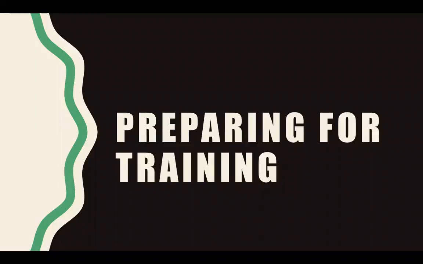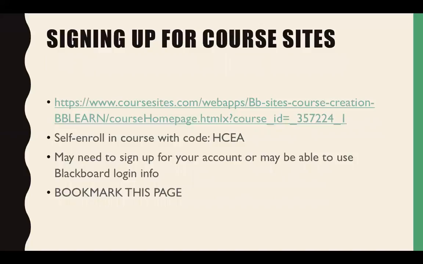So, how do we prepare for a training? So step one, you're going to click on the link that is embedded in the PowerPoint presentation that you'll also be provided with. And you'll want to self-enroll in the course with the code HCEA. And that does have to be all caps. Now, this is done through Blackboard. We call it Course Sites, but it's done through Blackboard.